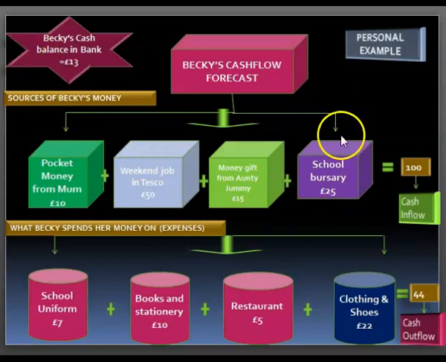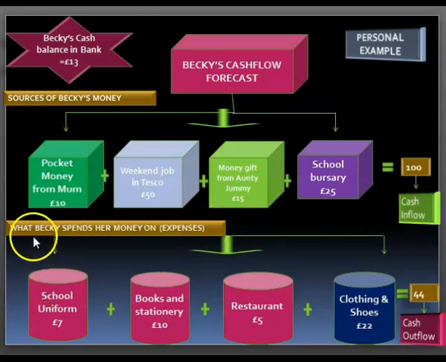Now let me just recap. In summary, the sources of Becky's money. I'm using you as an example again. So Becky's cash flow forecast: your sources of money are pocket money from Mom, a weekend job in Tesco, a money gift from Auntie Jumi, and a school bursary. When you add them all together, they give you the cash inflow. That's how you get your cash inflow.